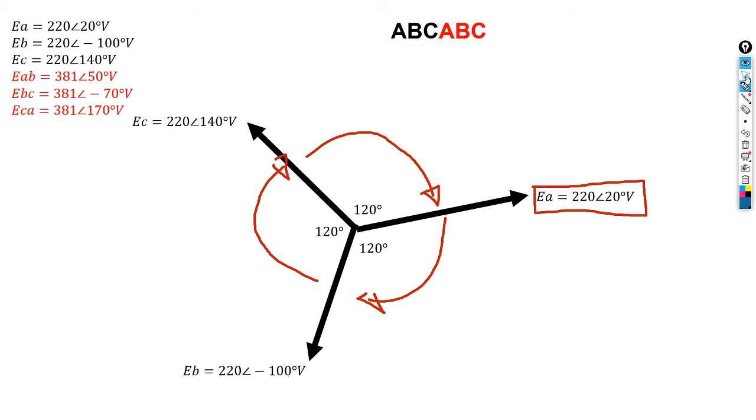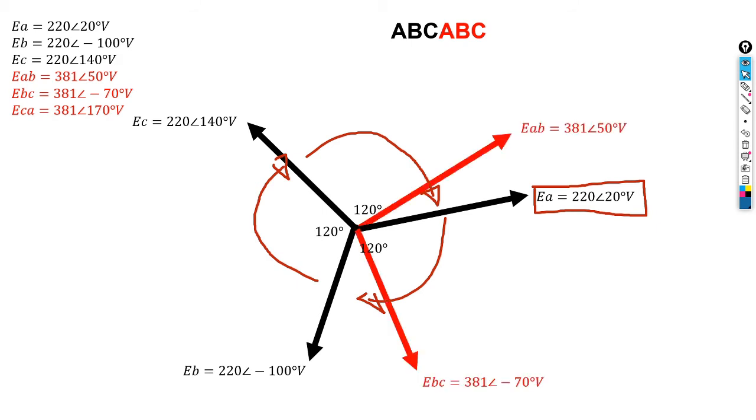Okay, so after putting the first three, now we can put our lines. You can see that our line AB is at 50. Okay, then line BC, then line CA. Okay, can you see that? Then we have them in that form. Okay, so what do we observe here?